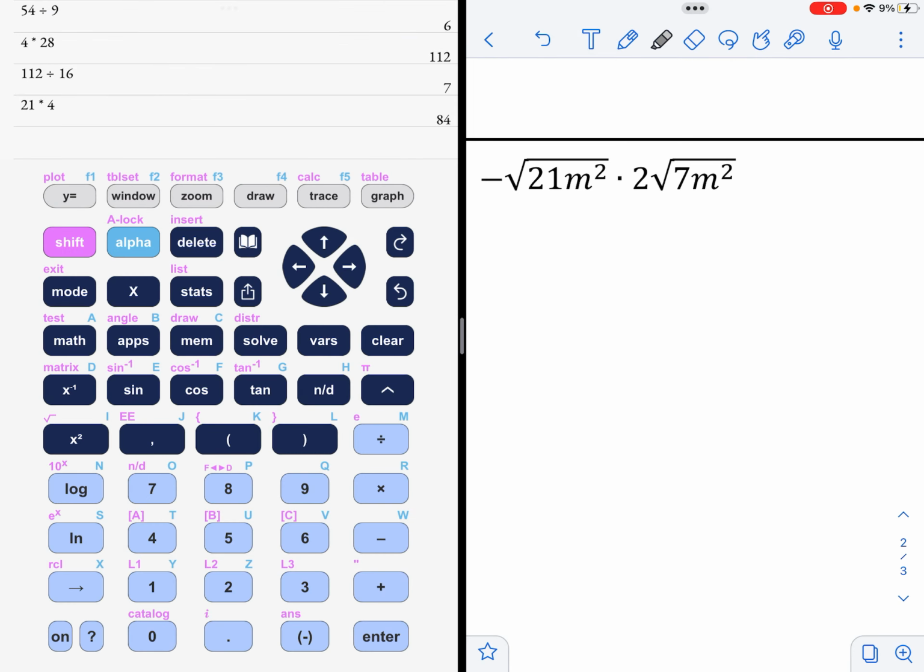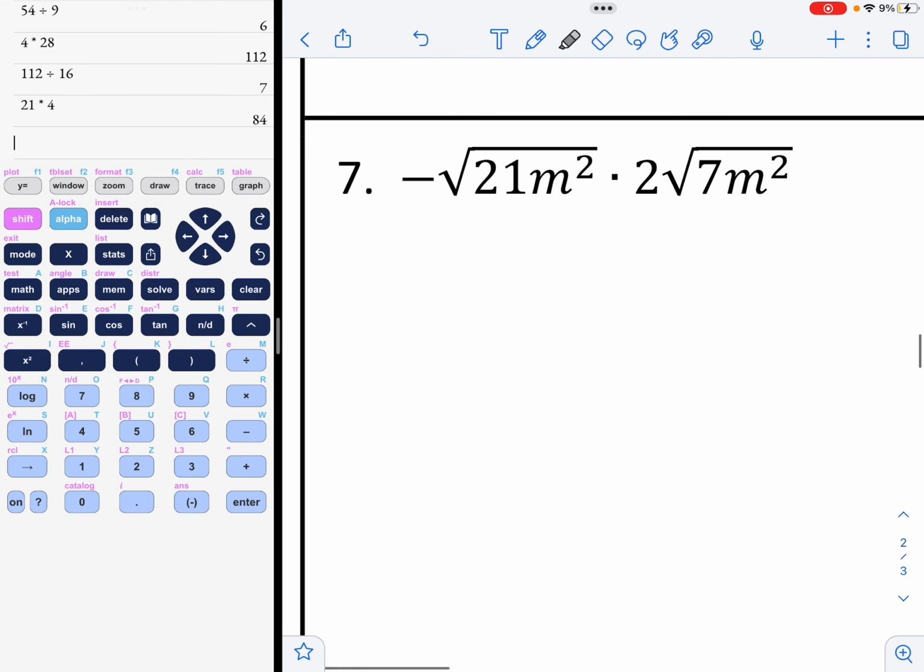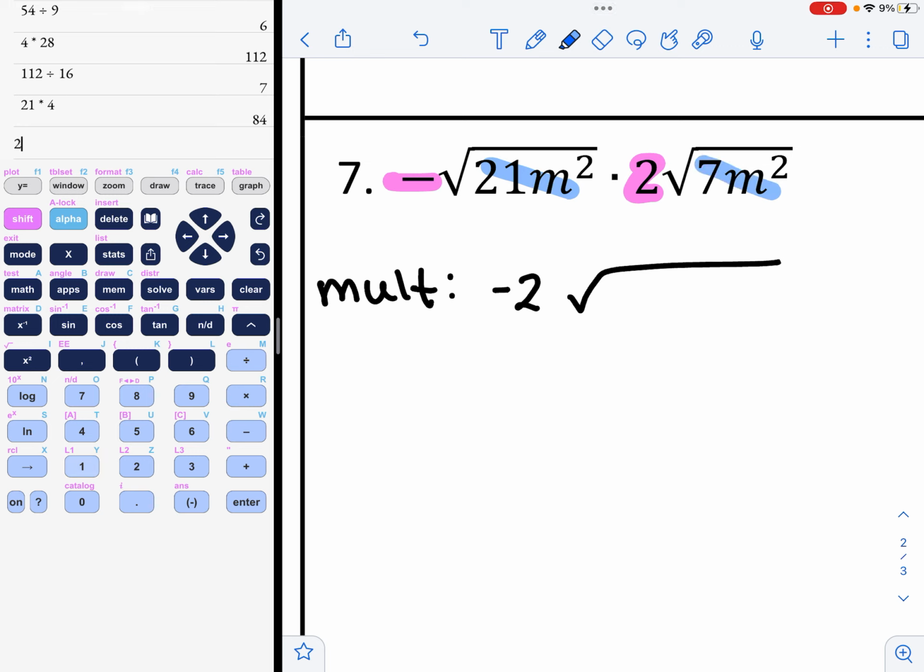All right. Let's try number 7. Let's shrink that down a little bit. So my outsides are just, when I multiply, a negative and a 2. So step 1, a negative times a 2 is just a negative 2. And then the insides are going to be 21 and 7. So what do I end up with? 147 on the inside. And then m squared times m squared is m to the 4th.